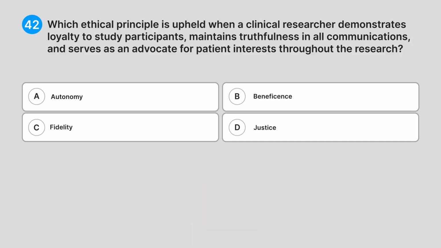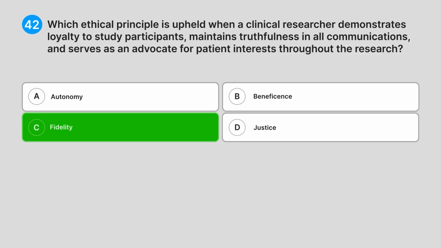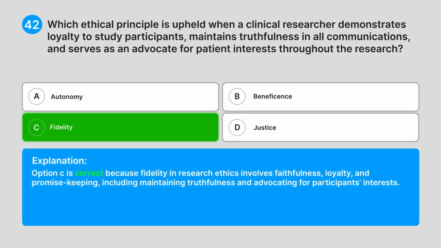Correct answer, C. Fidelity. Explanation: option C is correct because fidelity in research ethics involves faithfulness, loyalty and promise-keeping, including maintaining truthfulness and advocating for participants' interests.